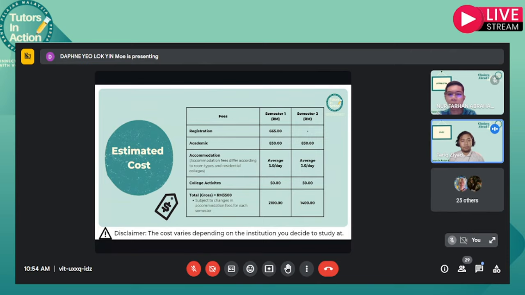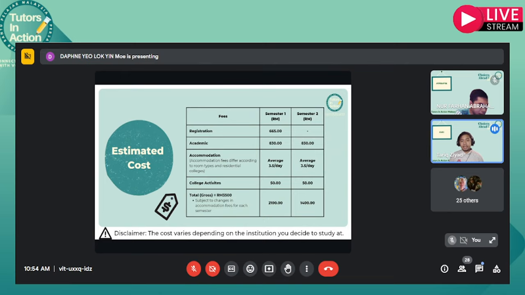In terms of academic costs, you are looking at 830 ringgit for the first semester. Accommodation is roughly 3.5 ringgit a day. For the first semester, this will cost you around 500 to 550, give or take. College activities are going to be 50 ringgit. So for the first semester, you are looking at 2,100 ringgit.